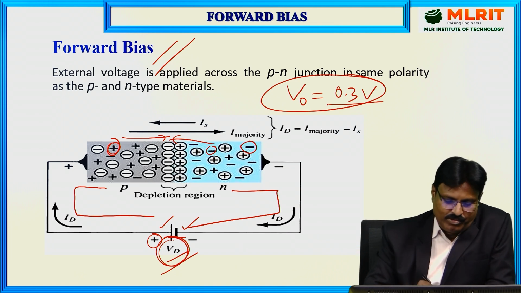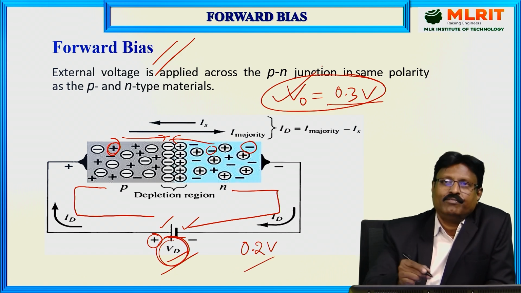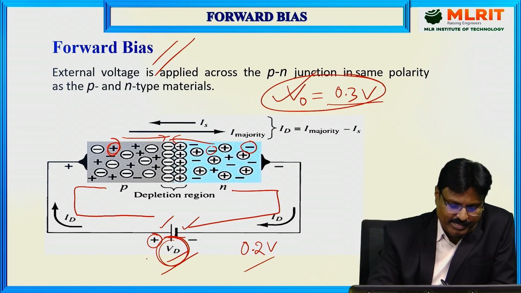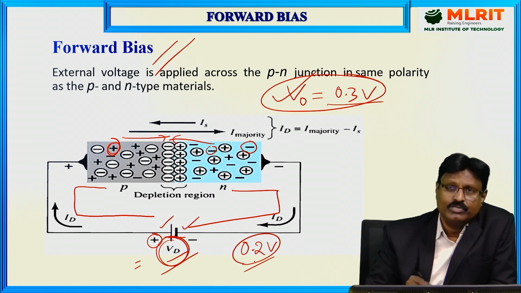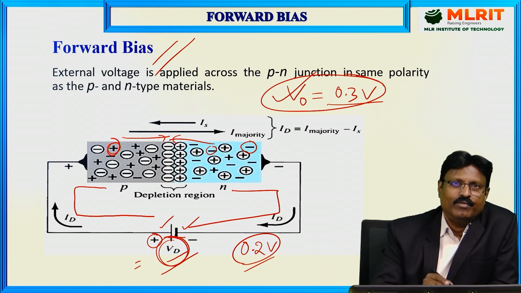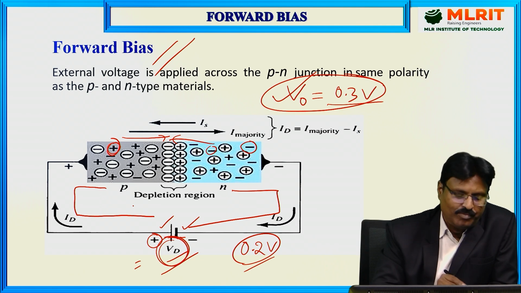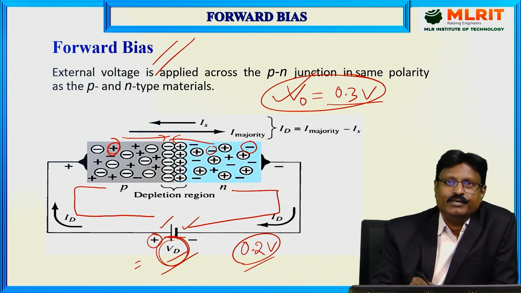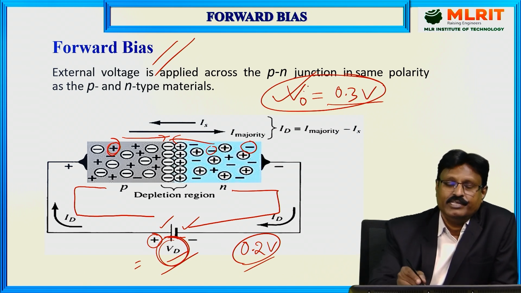Suppose I apply Vd with a value less than this barrier potential value. Here I am taking Vd less than the barrier potential, let it be 0.2 volts. So nothing happens inside the device. There won't be any movement of charge carriers inside the device. Why? Because a barrier potential is there which stops the movement of holes from the p side to the n side and electrons from the n side to the p side. The applied potential is less than the barrier potential inside the device, that is 0.3 volts.